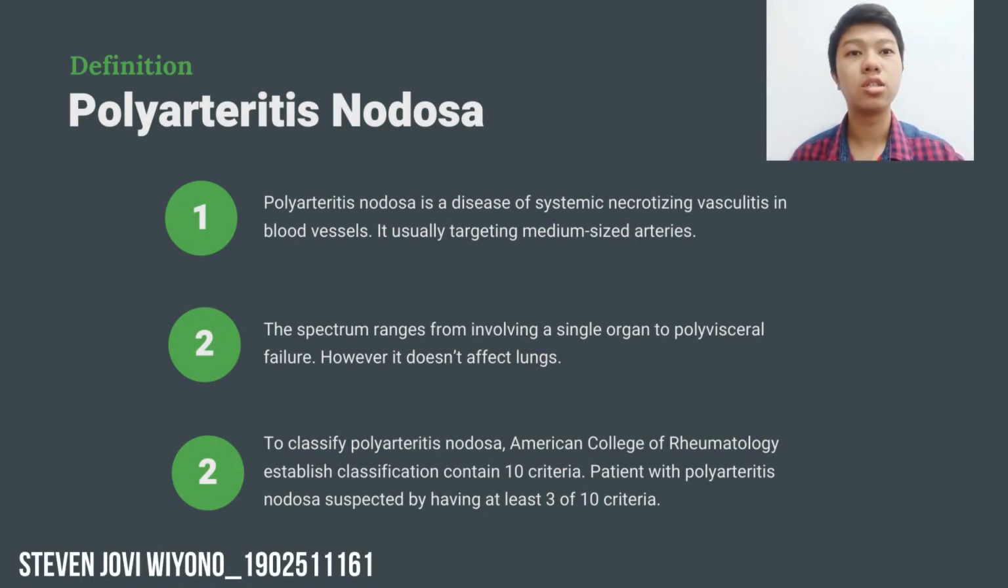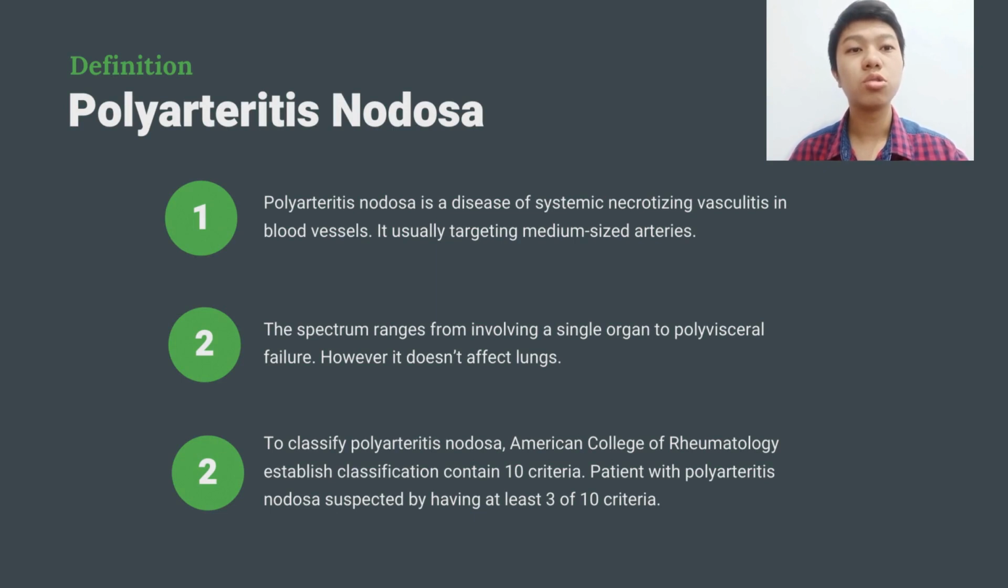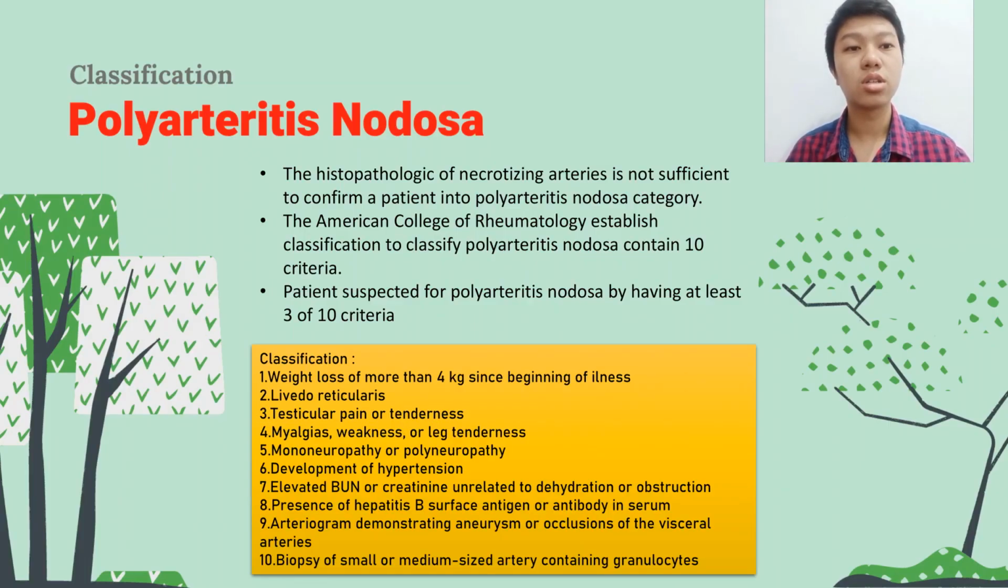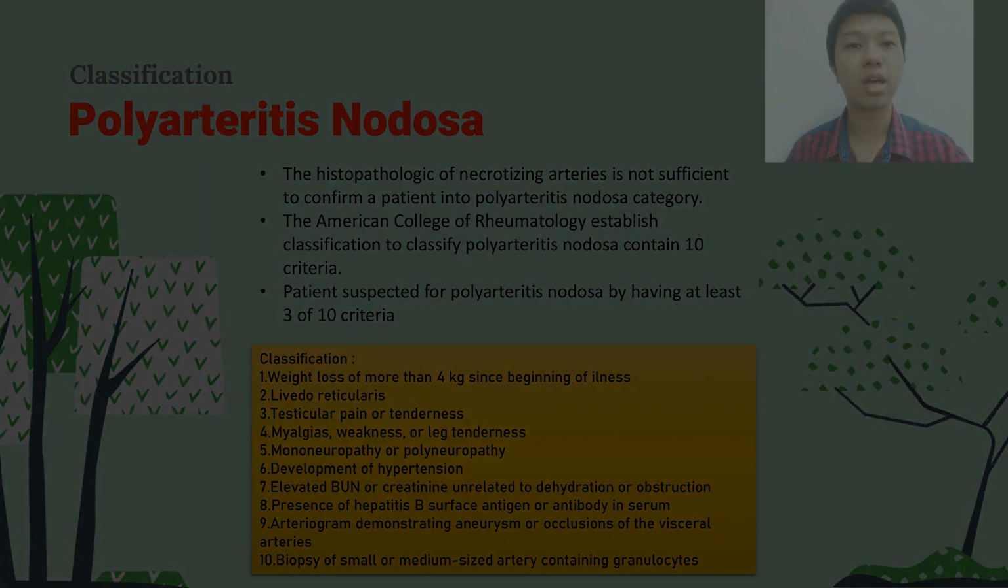Polyarteritis nodosa is a disease of systemic necrotizing vasculitis in blood vessels that leads to vessel wall necrosis. It usually targets medium-sized arteries. The spectrum of the disease ranges from involving a single organ to polyvascular failure. However, it doesn't affect the lungs. To classify this disease, the American College of Rheumatology established a classification containing 10 criteria. Polyarteritis nodosa is suspected in patients having at least 3 of the 10 criteria.